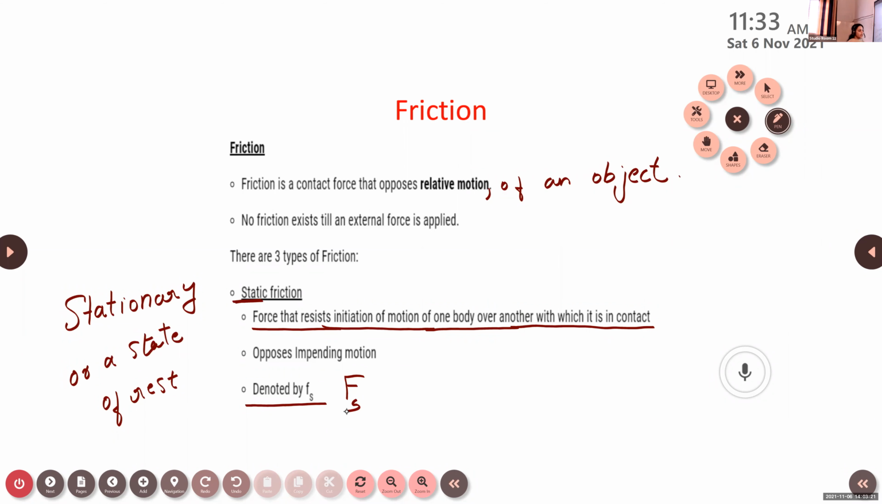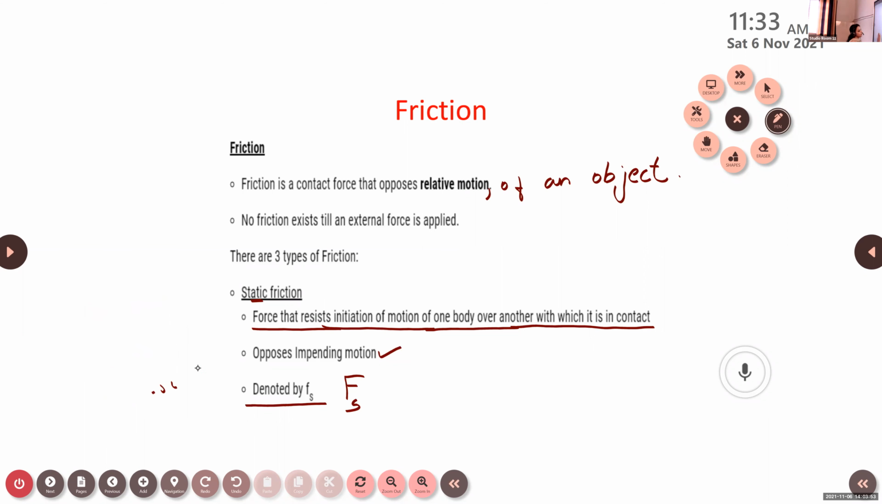Another characteristic of static friction is that it opposes the impending motion. Then what do we mean by impending motion? Impending motion is the motion of an object that would happen if and only if an external force is acting on the object, if the frictional force is absent. That is what is known as impending motion.